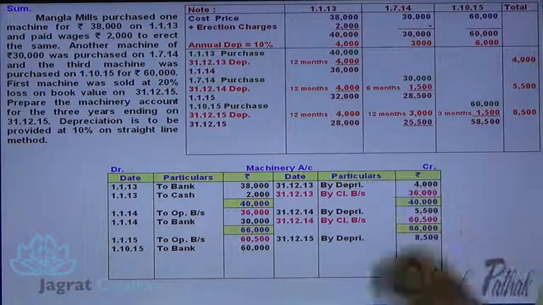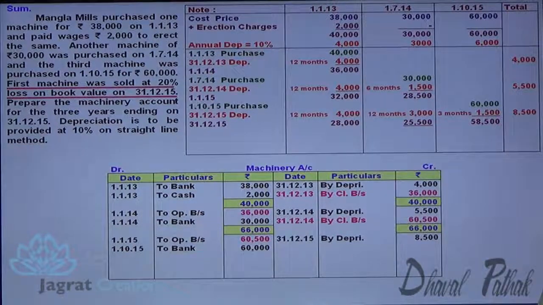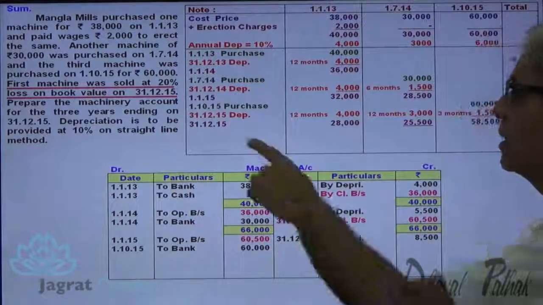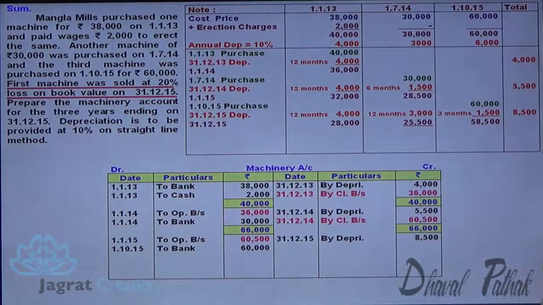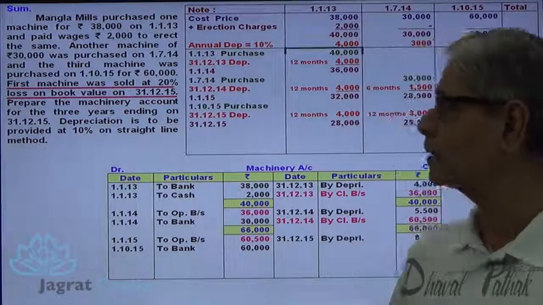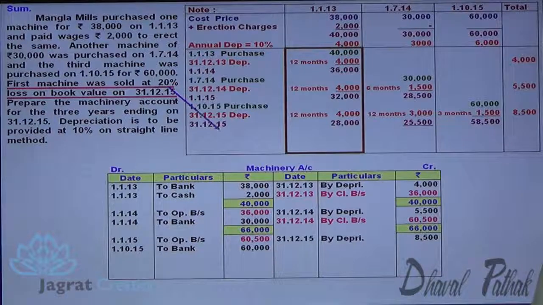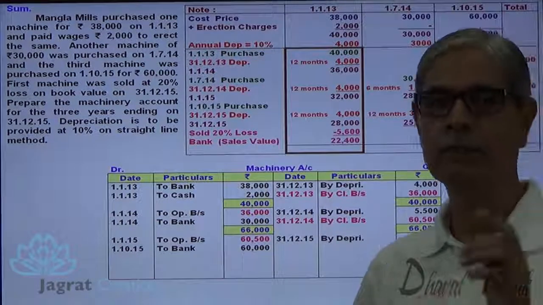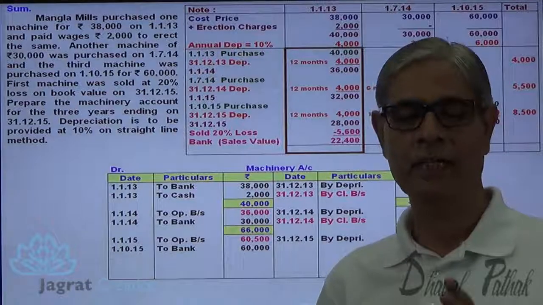Now this machine is sold, wherein 20% loss on book value has occurred. This is the book value. 20% loss. So 28,000 into 20%, 5,600 is the loss. So here I am required to work out the loss on sale 5,600. So the sales proceeds is 22,400. Machine is sold. 22,400 rupees are received.